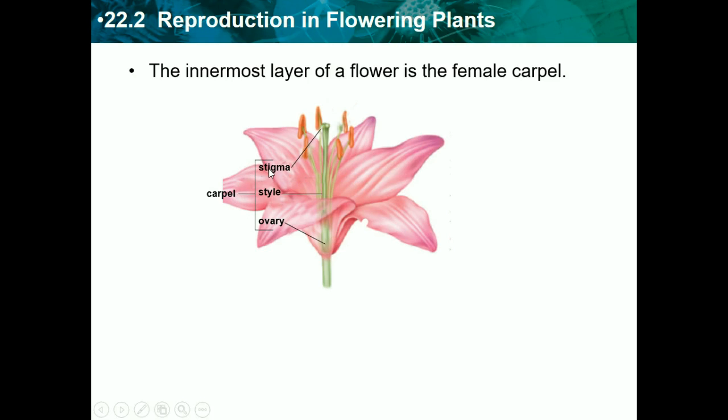So we have the stigma, which is the very top, which is basically the entrance. And then the style is the tube that extends from the stigma, basically the whole tube on the inside. And the ovary is all the way at the bottom. So pollen comes in through the stigma, goes down the style into the ovary. And yet again, all these three structures are called the carpel, but they're also called the pistil, and I heard pistil more frequently than carpel.